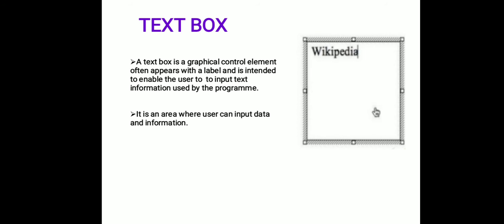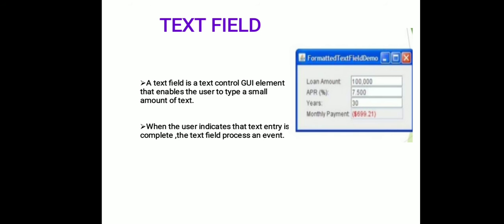The next one, text box. Text box, text field or text entry box, all are the same. It's a control element of a GUI. It should enable the user to input text information to be used by a program. Non-editable text box can serve the purpose of simply displaying text. Then text fields. Text fields allow users to enter text. It can allow either a single line or multiple lines of text.